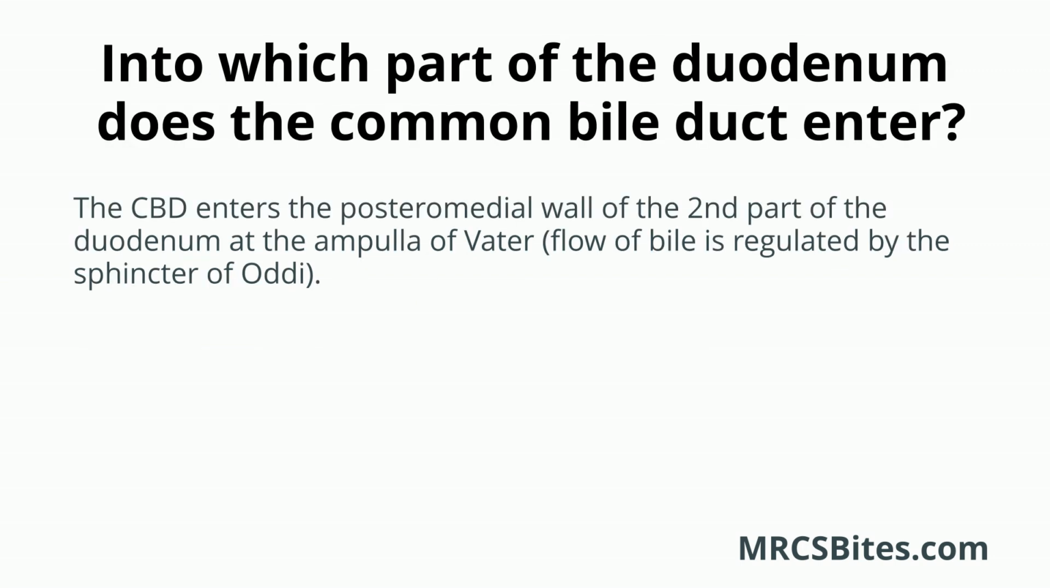Into which part of the duodenum does the common bile duct enter? The CBD enters the posteromedial wall of the second part of the duodenum at the ampulla of Vater. Flow of bile is regulated by the sphincter of Oddi.